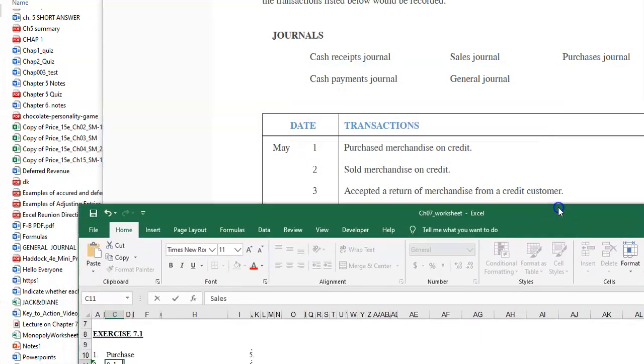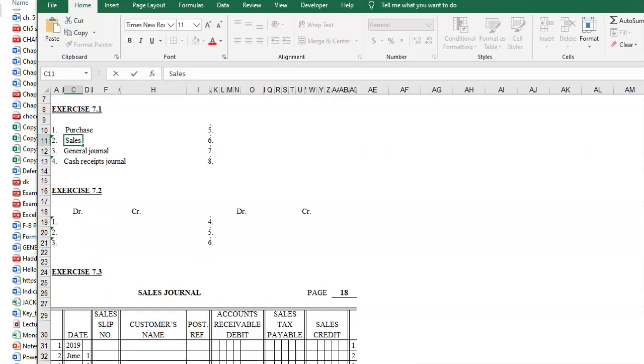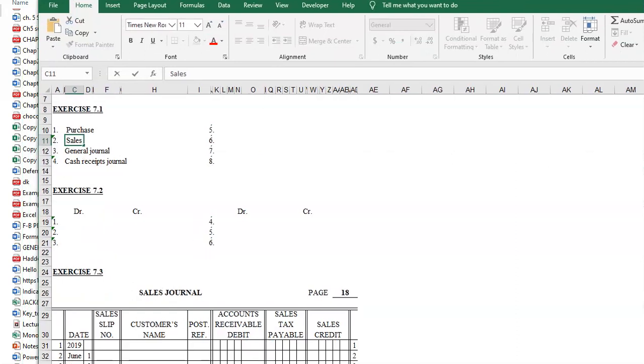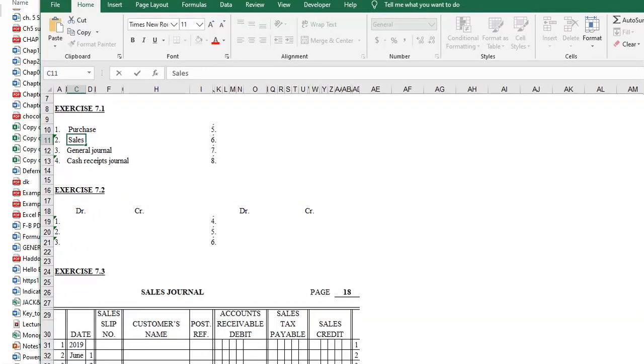Third one, accepted a return of merchandise from a credit customer. Anytime we have a return or an allowance, it's going to go in the general journal. So I left that one there for you because that's a key question. People think it should go in the sales journal because it's a sales return, but that's not the case. Returns always go in the general journal.